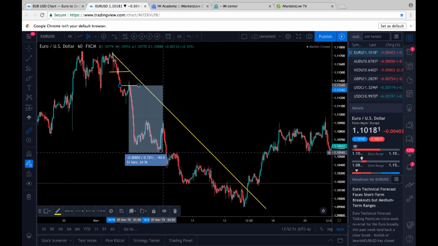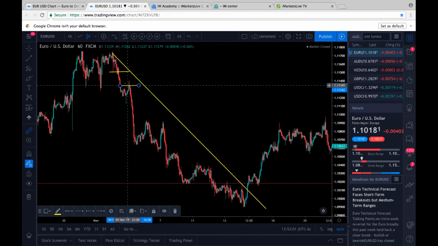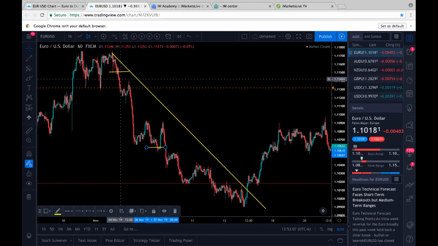500. Matter of fact, let's just do 80 pips. What's that with 80 pips? 400. 400 bucks, right? So now this 50-cent lot size is now up 400 bucks.